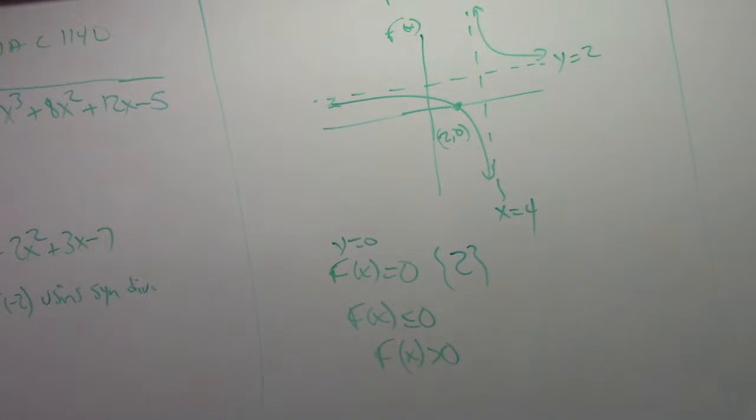All right, when's it less than or equal to 0? When's it less than or equal to 0? Z-Dog.